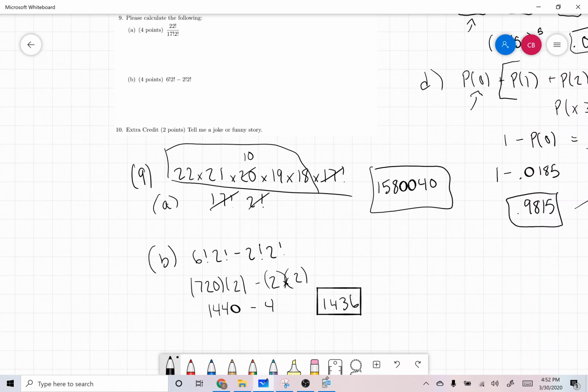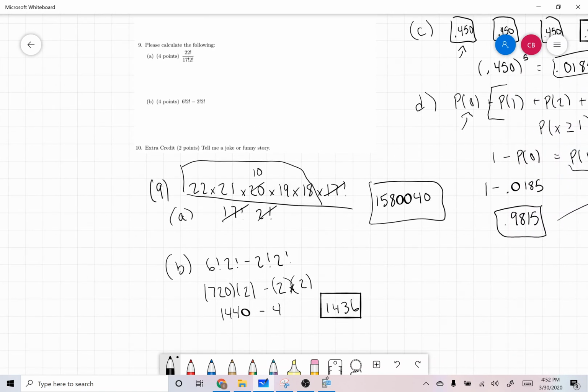Obviously, you can use a calculator if you need to. I may throw in some special factorials, so make sure you know the special ones that we talked about in class. I hope you guys are practicing and you guys take this review and sort of run with it.